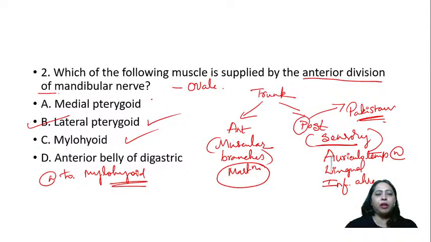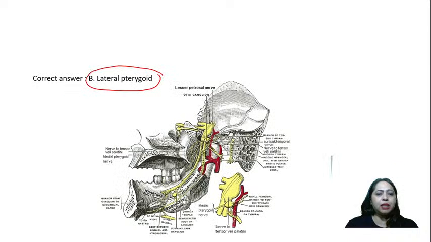This is also mylohyoid. This is also. So this is from the trunk actually. Now to medial pterygoid. So let's see the answer. This is the mandibular nerve. Can you see the otic ganglion? How topographically it is related to the mandibular nerve. This is the otic ganglion, and you can see the topographic relation of the.